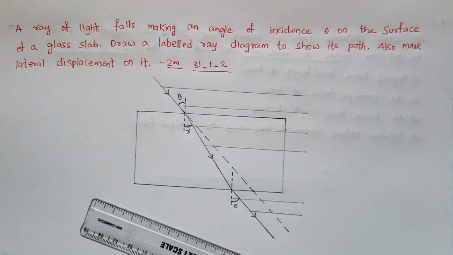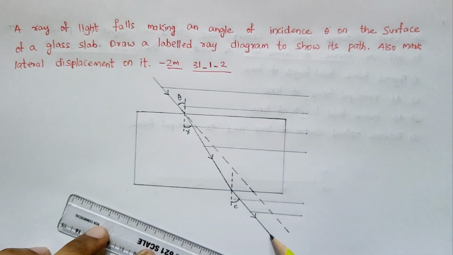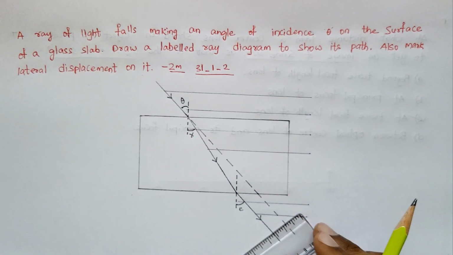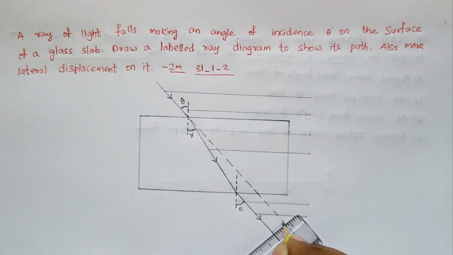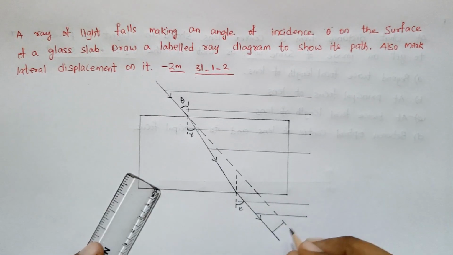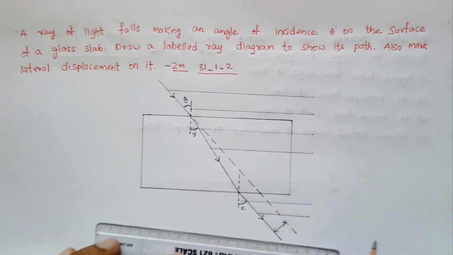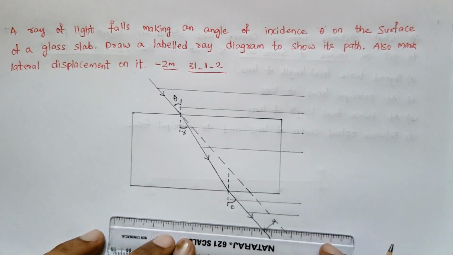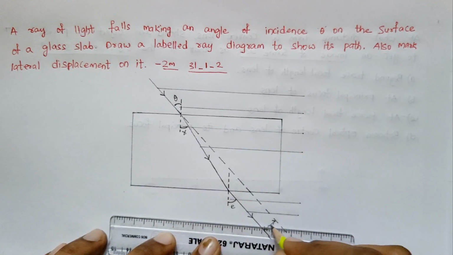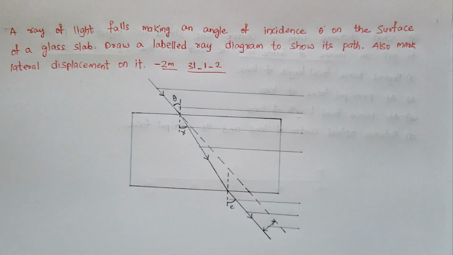lateral displacement. What is lateral displacement? This is the extended incident light ray, and this is the emergent light ray. The perpendicular distance between the extended incident light ray and the emergent ray, the perpendicular distance between these two, this distance we call lateral displacement. So these all parts we need to mention, right?